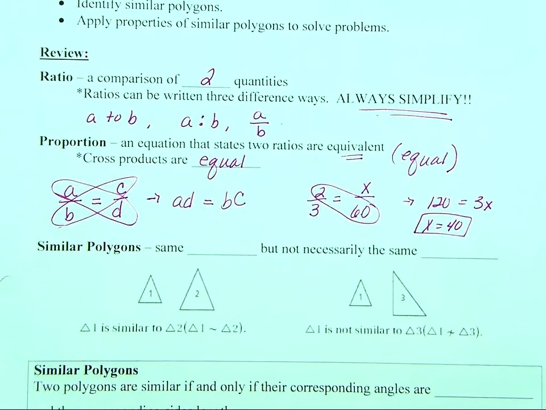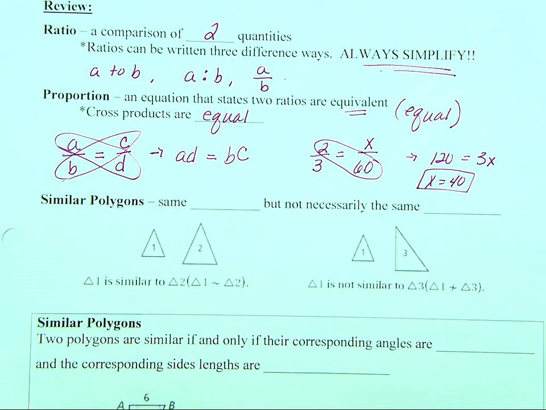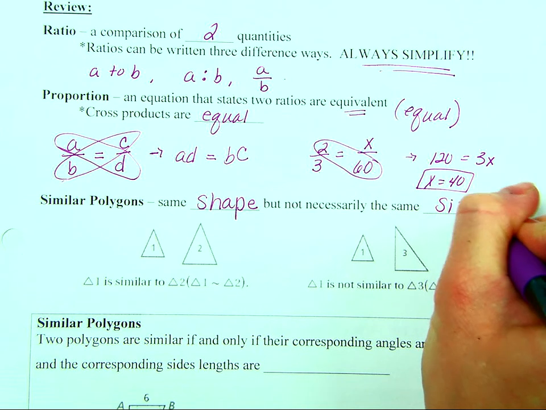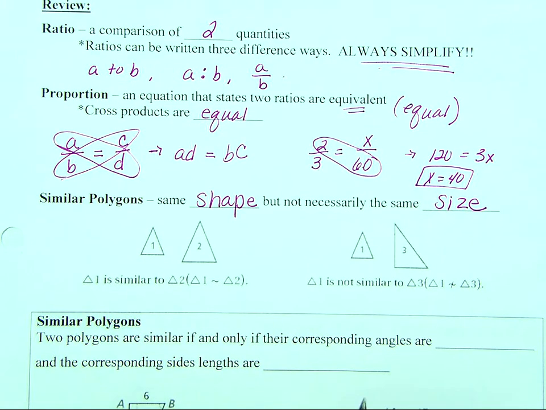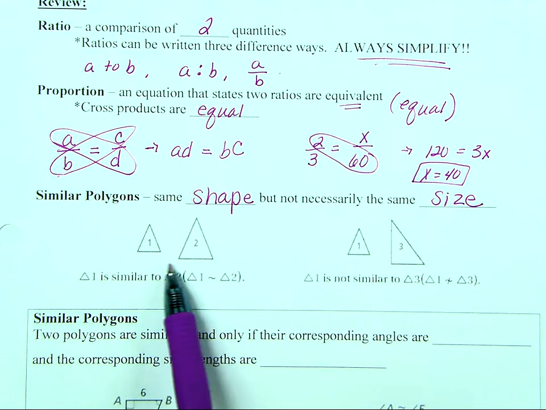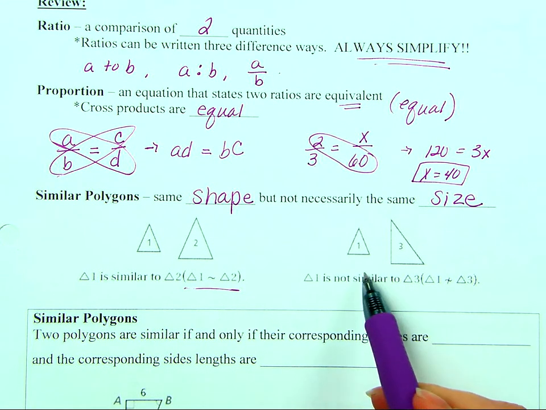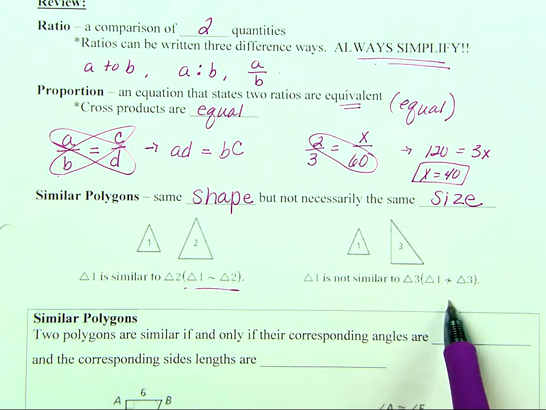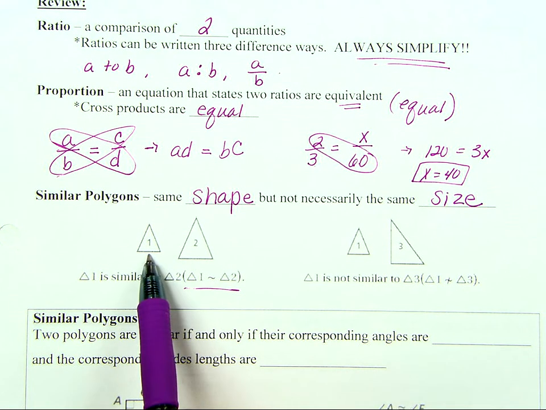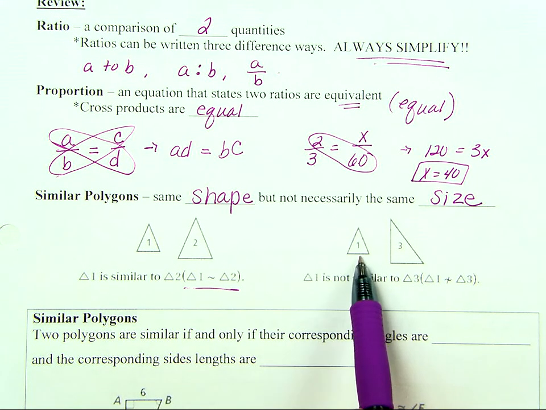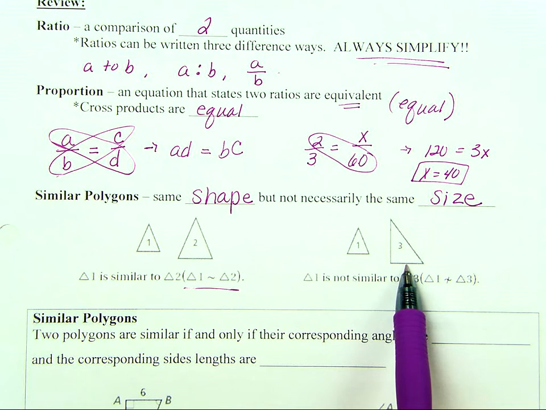Now, similar polygons have the same shape, but not necessarily the same size. Okay, so in my diagram here, I'm showing you triangle 1 and 2 are similar. And the symbol for similar is this little squiggle, where you can see that here triangle 1 is not similar to triangle 3. I also like to think about it, if I took triangle 1 and I enlarged it, I could map it directly onto triangle 2. That would be similar, where we know if we enlarge triangle 1 over here, it would not map directly to triangle 3.